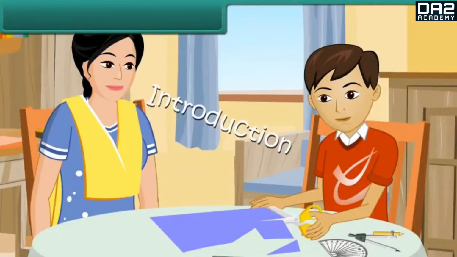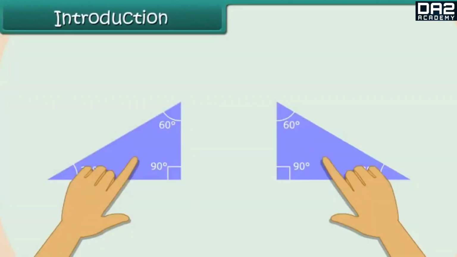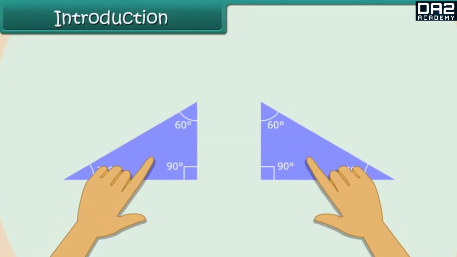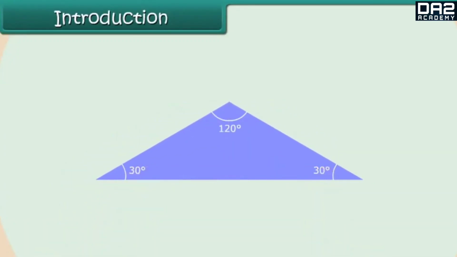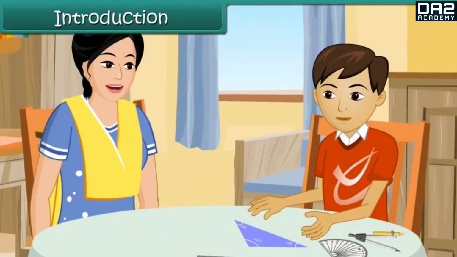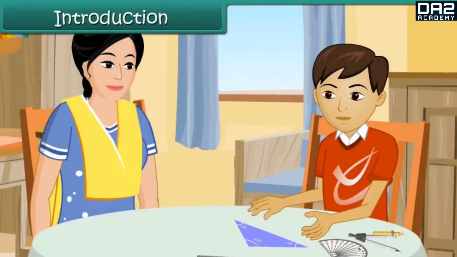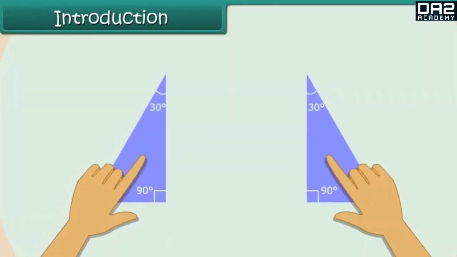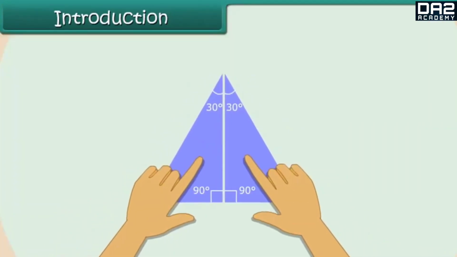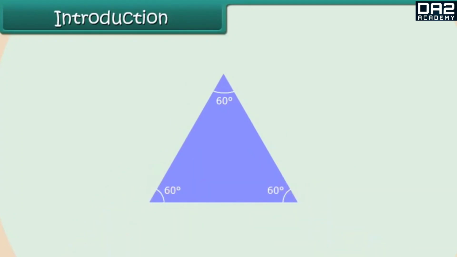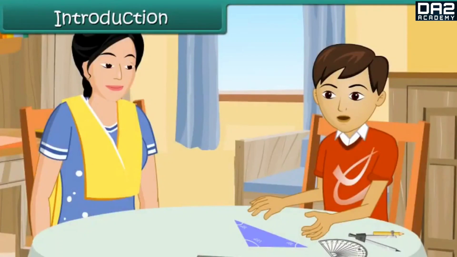Introduction. Mom, look, I made a new triangle by joining two identical right-angled triangles. That's great, Nick. Did you observe the sides and angles of the new triangle? Yes, Mom. Two sides and two angles are equal. Wonderful. Now join two right-angled triangles to create a new triangle with all sides and all angles equal. I have done that as well, Mom.